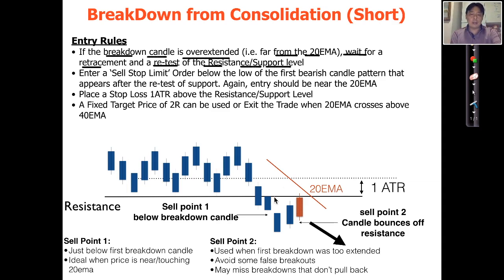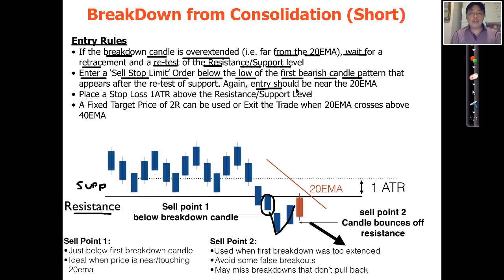So again, in this case, this is the breakout candle. You could enter on the breakout candle, but if it's too far, wait for it to retrace, go back, and retest the previous support that has now become resistance. So it goes up and hits it, and it forms a bearish candlestick pattern, like a bearish pin or a bearish candlestick. Once you see that, you can enter a sell stop limit order below the low of that first bearish candlestick pattern. Enter your sell order a few cents below the low of that candle.